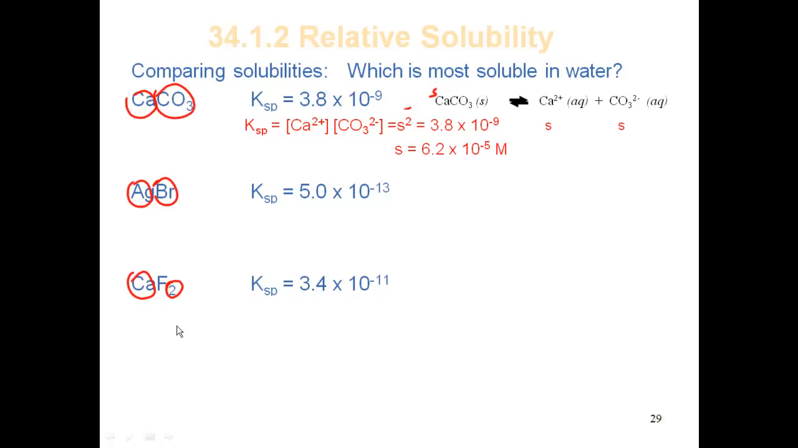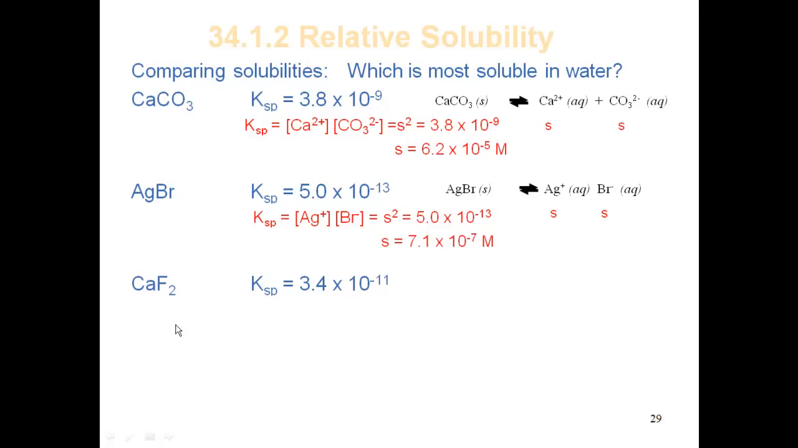Do the same thing for the silver bromide. I have S as the molar solubility of silver bromide. That would mean I have S silver and S bromide. Plug that into my KSP expression of silver concentration times bromide concentration, which is S times S, which is S squared. Once again, take the square root of both sides, which gets me S equal to 7.1 times 10 to the negative 7th molarity.